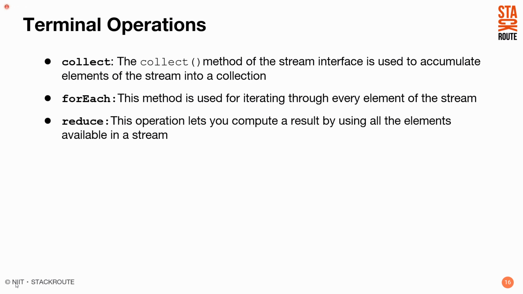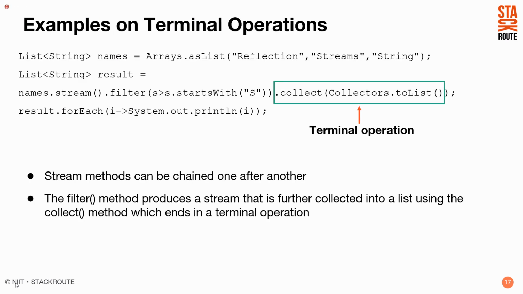Collect will convert your stream into a collection object. Yeah, there is a sample demo. Please look into this. I have a string list which is names, holding 3 objects. Please look into the second method, second line. List of type string result is equal to names dot stream. So I'm taking my source array names dot stream dot filter. I'm just filtering only the starting letter with S. Whatever the collection object I'm having, I am collecting in my another list, collectors.toList.